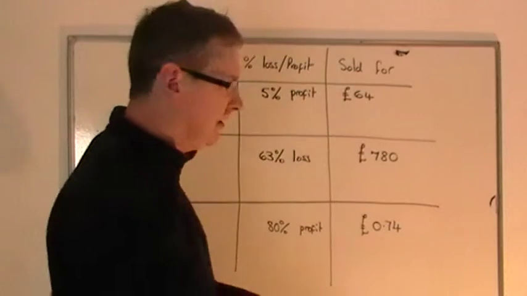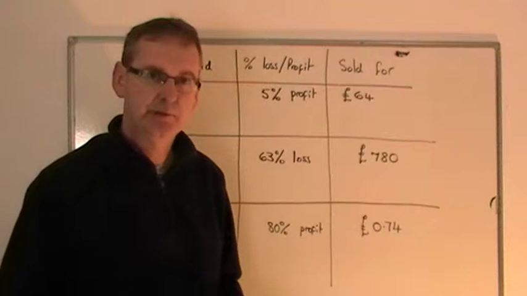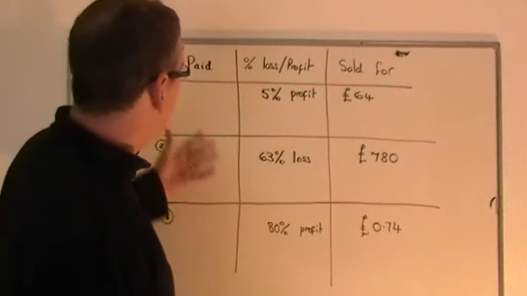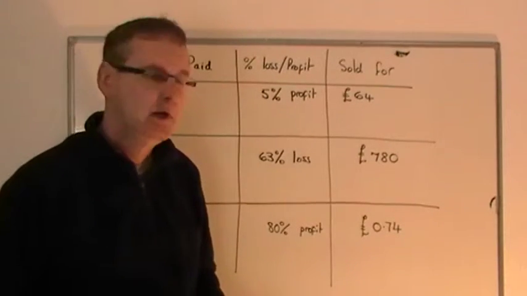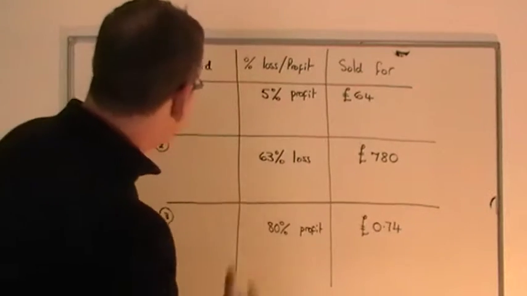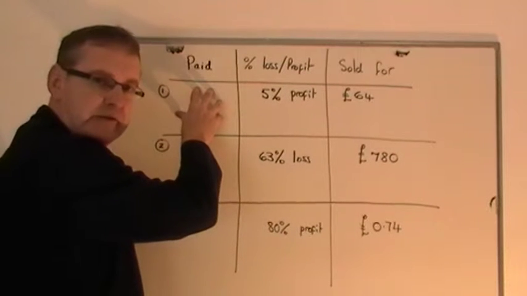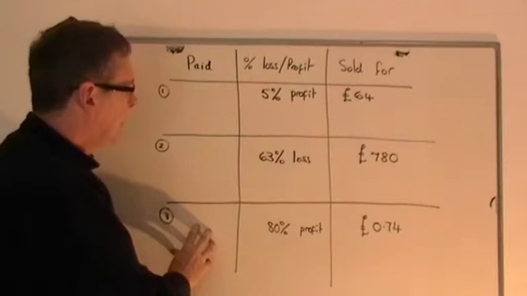Okay, another short video talking about this slightly more confusing and more difficult percentage type problem. In this particular video, I've done three examples and they're all going to be worked through in the format of a table. It's all to do with profit and loss. In each case, there's a certain amount of money that we've paid for an item.